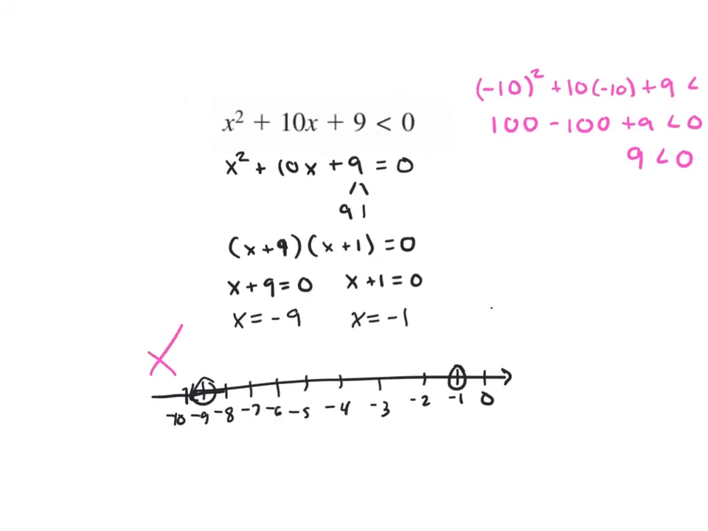We're not going to be shading over there. Now let's pick a number in between. What's a number we can pick in the middle? Negative 2? Perfect. We like the smaller numbers to work with. It means less math. So we have negative 2 squared plus 10 times negative 2 plus 9 is less than 0.